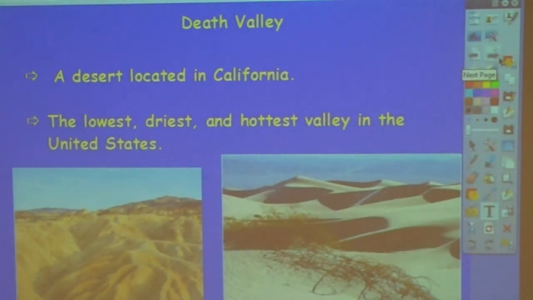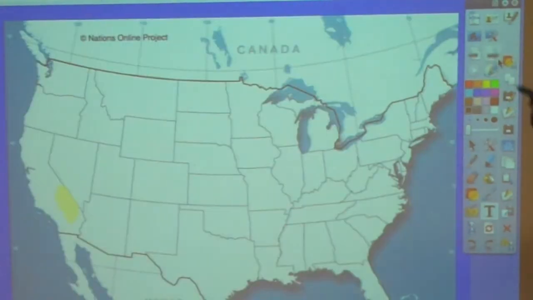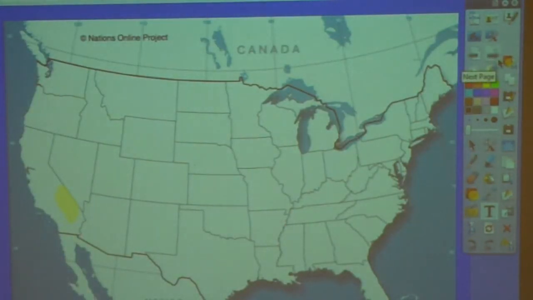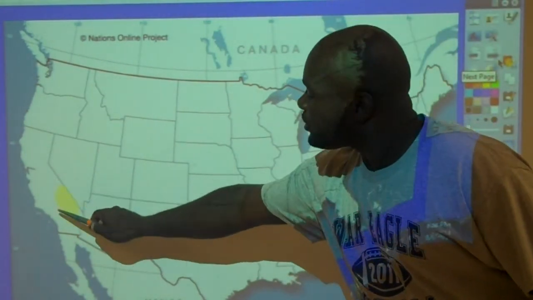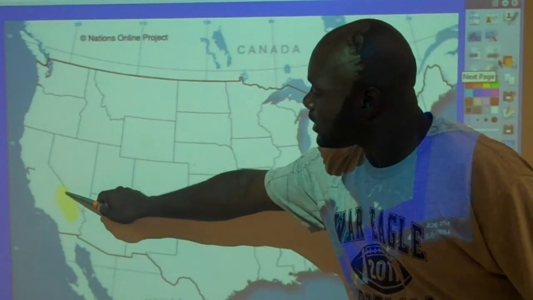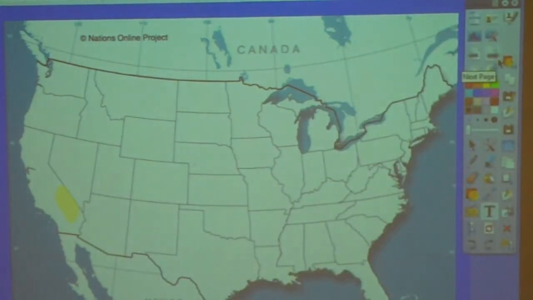Next physical feature is Death Valley. Death Valley is the lowest, driest, and hottest valley in the United States. That's a picture of Death Valley. Death Valley is located in Southern California. Death Valley.